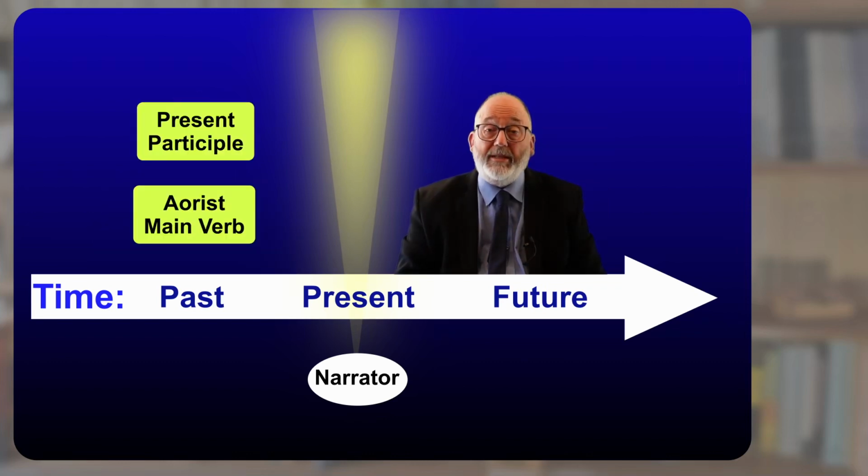If the main verb is in the aorist tense, then almost always the action implied in that verb is in the past. The participle is in the present tense, so the action implied in the participle is contemporaneous with the action of the main verb, in other words, past from the perspective of the narrator. That's reasonably straightforward. Let's show you a much more complex example.